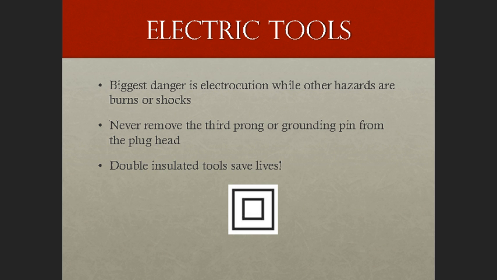Double insulation is more convenient. The user and the tools are protected in 2 ways: by normal insulation on the wire's inside and by a housing that cannot conduct electricity to the operator in the event of a malfunction.